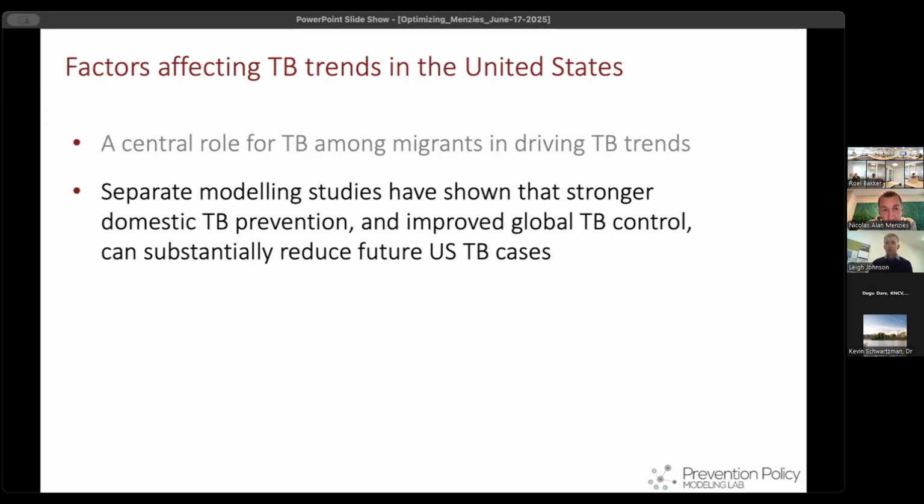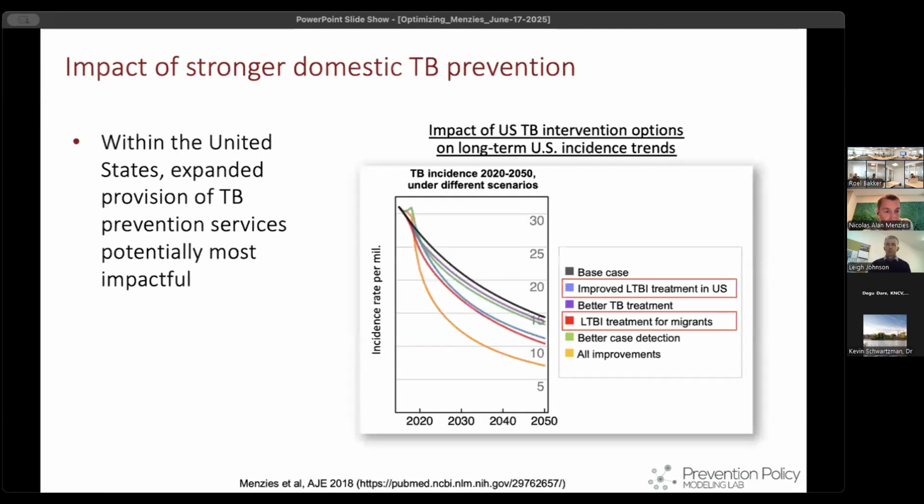Those studies have shown that stronger domestic TB prevention, that is to say, providing TB preventive therapy to people who fall within risk groups for either recent infection or for TB progression. So domestic prevention can have a large impact, as can improved global TB control. Both of these can substantially reduce future TB cases.